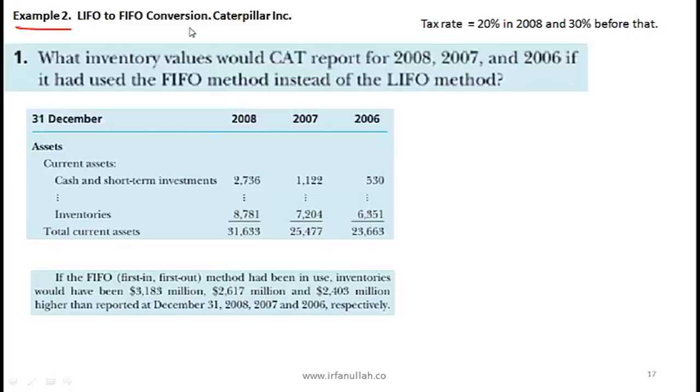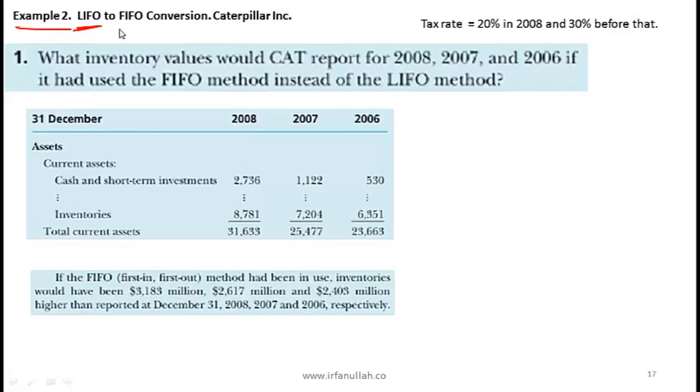The case is as follows. We are studying Caterpillar Inc., which is one of the largest manufacturers of construction equipment in the world. Okay, they are in the US. What method do you think they use, LIFO or FIFO? They are a US based company, so for tax reasons that we will see shortly, they use LIFO.